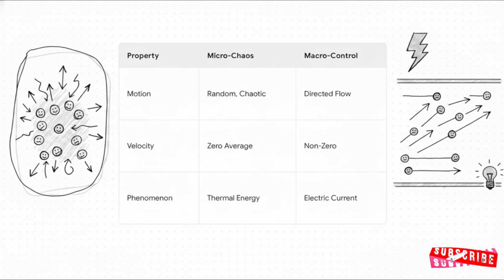They're going nowhere fast. But the moment we apply an electric field, bam, we establish macro control. We get a directed flow. And while their actual drift velocity is surprisingly low, that non-zero average means we finally have an electric current.